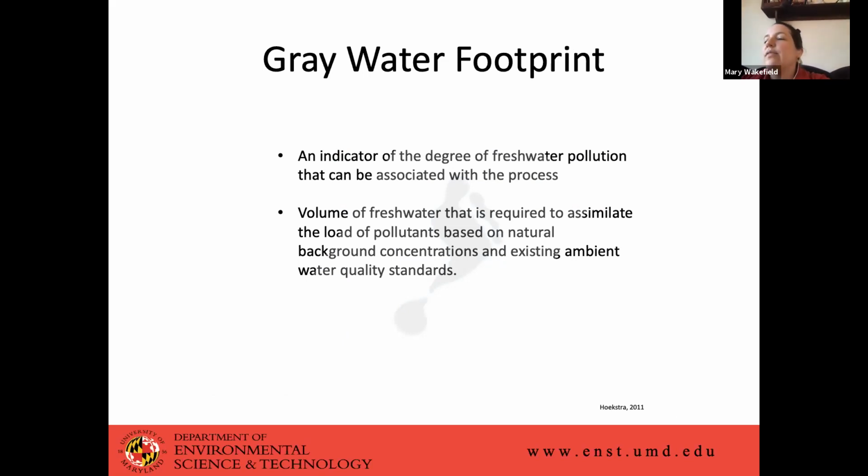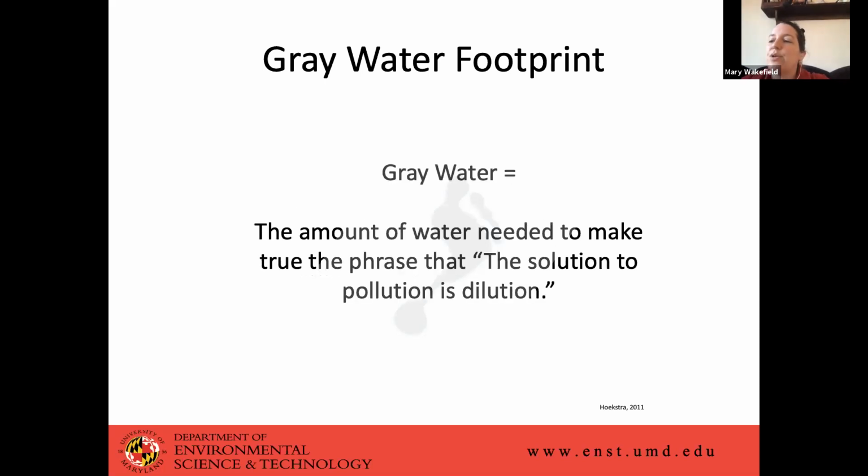Your gray water is an indicator of the degree of freshwater pollution that can be associated with any given process that you're trying to evaluate. Again, in this situation, it's agriculture. It is the volume of freshwater that is required to assimilate a load of pollutants based on natural background concentrations and existing ambient water quality standards. You can kind of boil it down to the amount of water that is needed to make true the phrase that the solution to pollution is dilution.